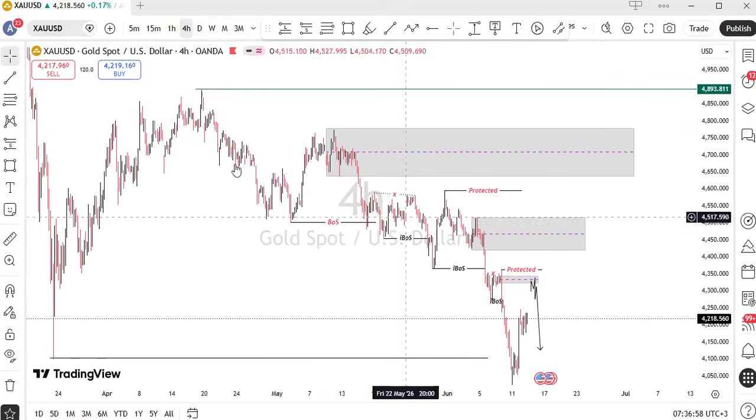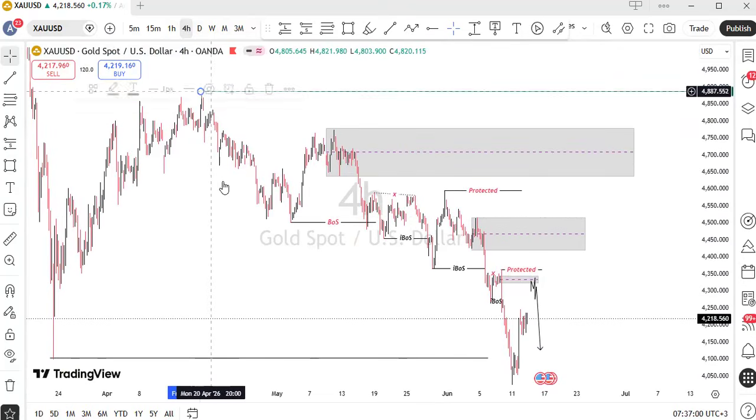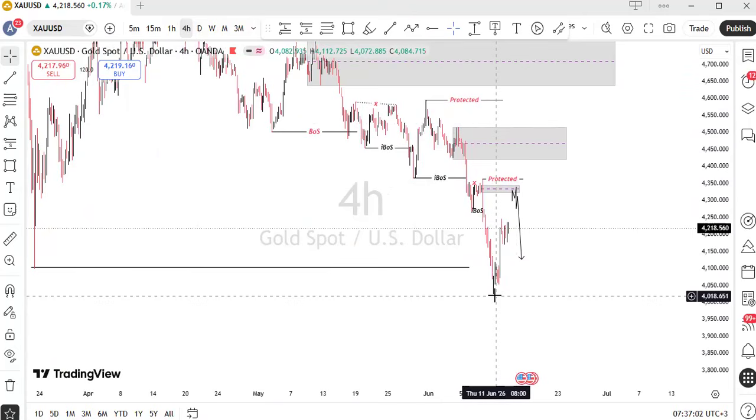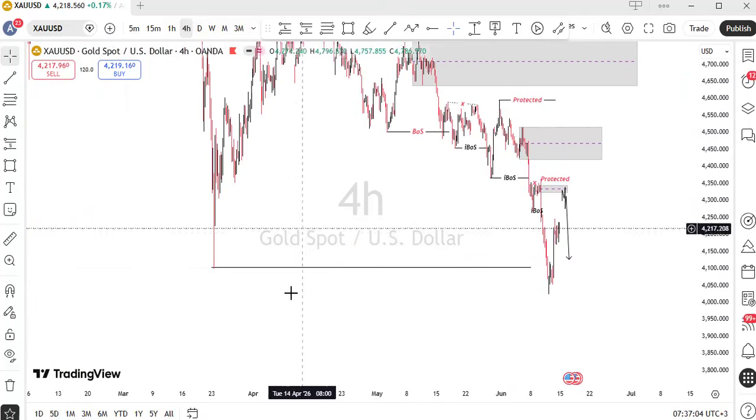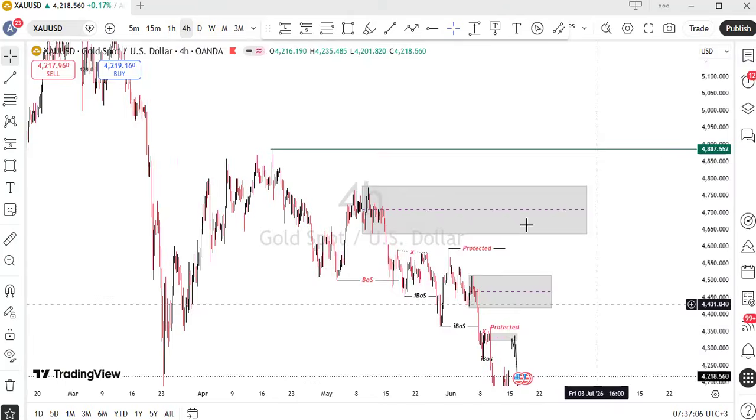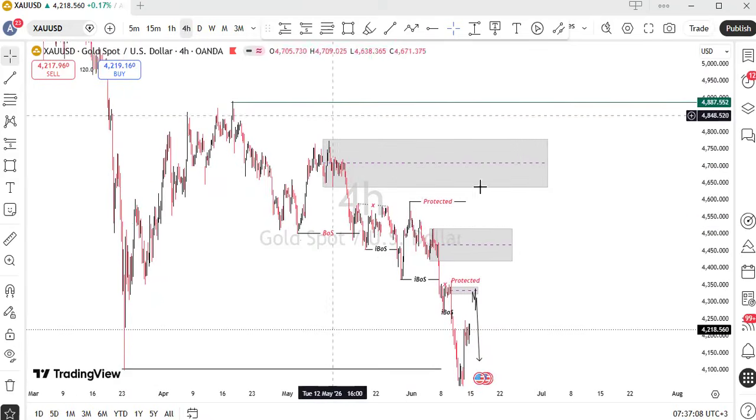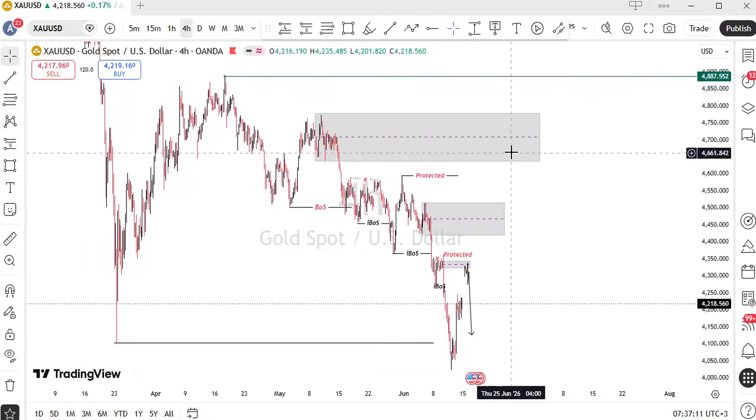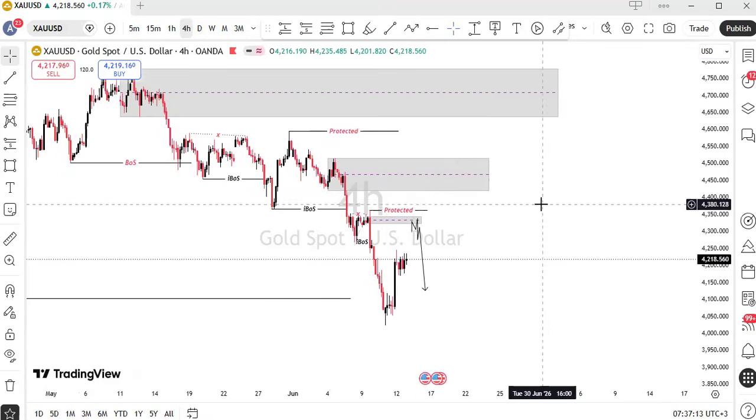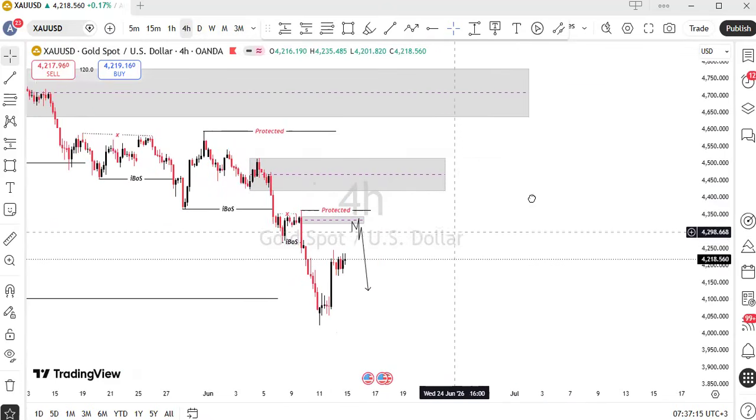As long as the market is trending between this high and this low, my bias is still bearish, right? But if, for instance, the market continues buying and takes out this high, that is when I will say that the market is bullish. But as of now, gold is bearish. And these are my points of interest.